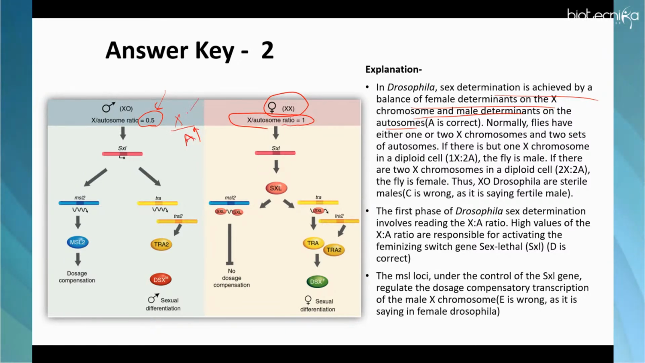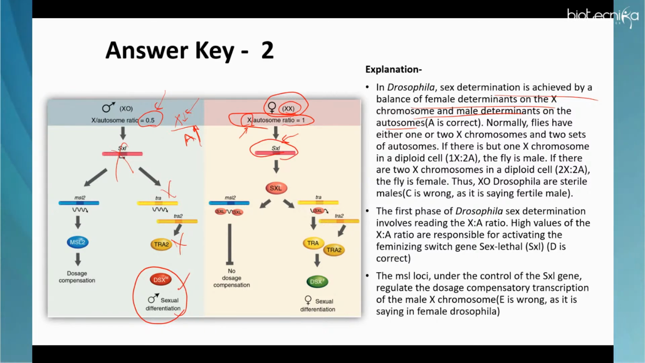So basically, X chromosomes have the feminizing factor. That is why when they are present equal to autosomes, the X chromosomes are able to exert their effect, because they will have the expression of SXL, right? But if the X chromosomes are less and autosomes are more, then they don't allow the synthesis of SXL. So if SXL is not there, TRA will also not be there. In that case, the specification will go for male specific character.